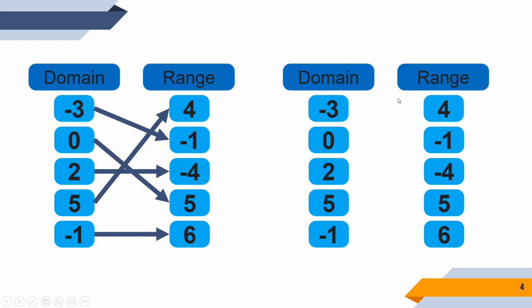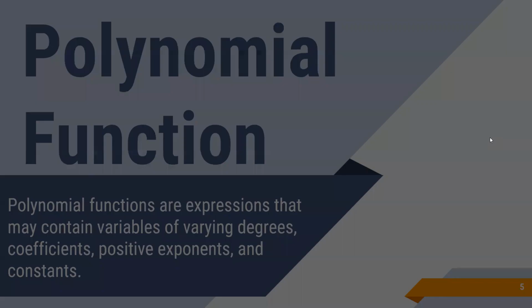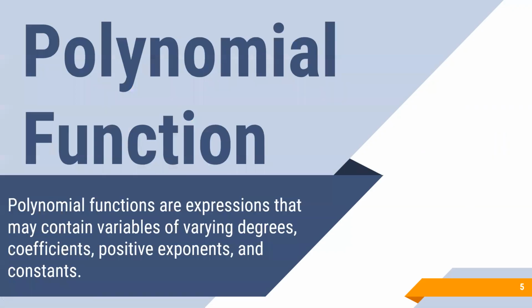So it may also have different sets of elements. So we have 0 and -4, 2 and -4, -3 and 4, 5 and +5, -1 and +5. So it depends. All right, so that's a quick review. What is a function? All right, so let's proceed to our main topic, which is the polynomial function.